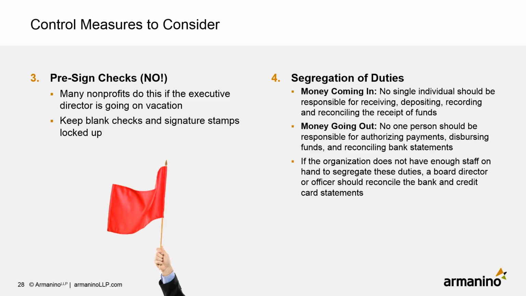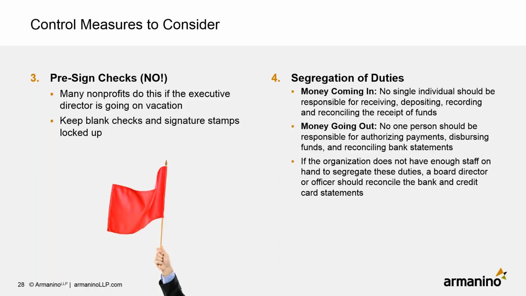This one we see all the time. Number 3, oh, I'm going on vacation. What are we going to do? We're going to pre-sign checks. Don't do it. So it's a resource constraint issue, right? You just don't have enough people. So we highly recommend having someone else sign those checks for you, delegate that authority. It's great to get another person involved in the process. If you can't do that, just wait till they get back. But please don't do that.